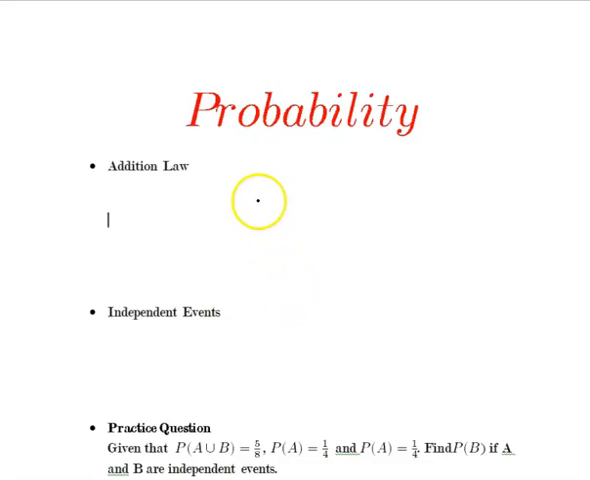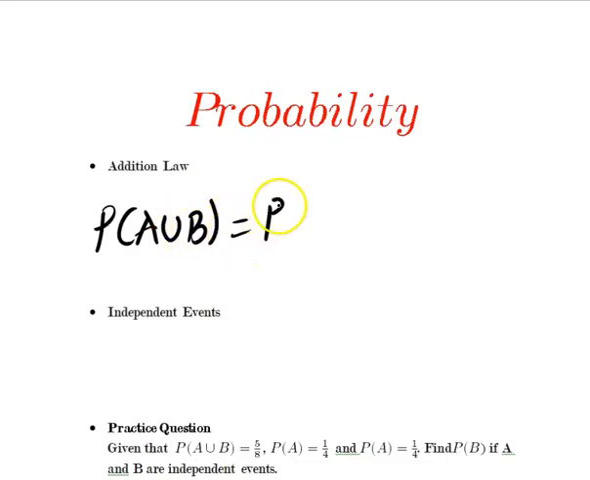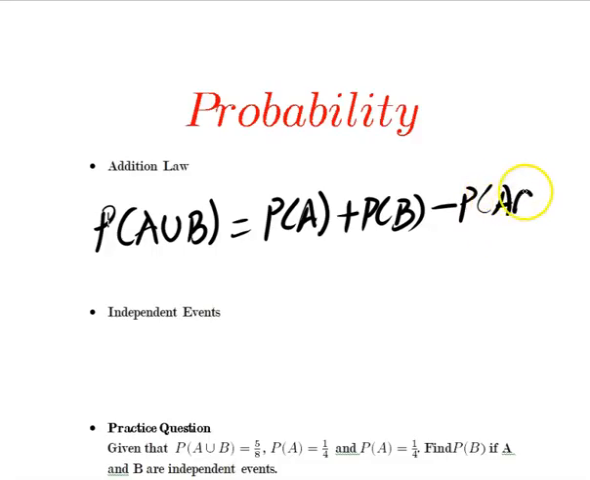Now, in probability, what do you mean by the addition law? Generally, for any two events, A and B, the probability of A union B, this is the addition law, is the probability of A plus the probability of B minus the probability of A intersection B.